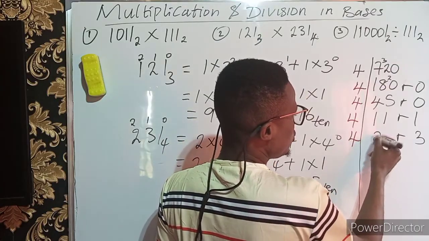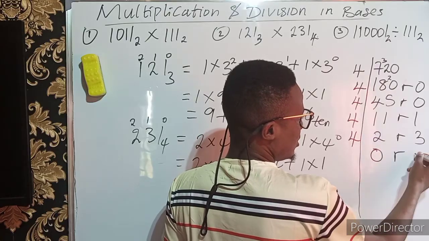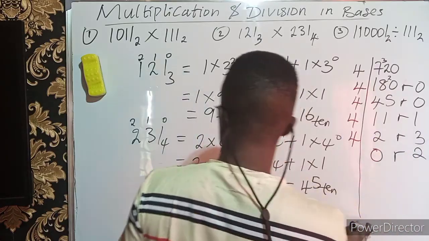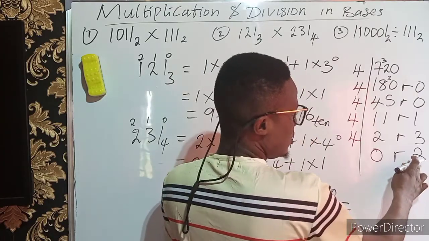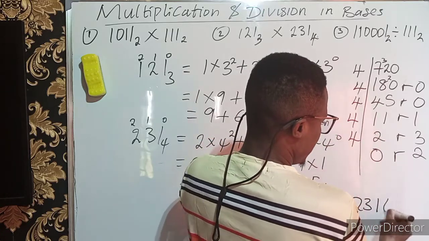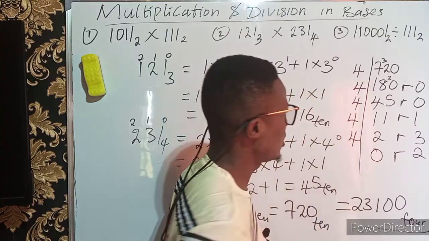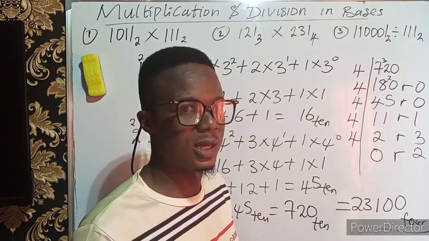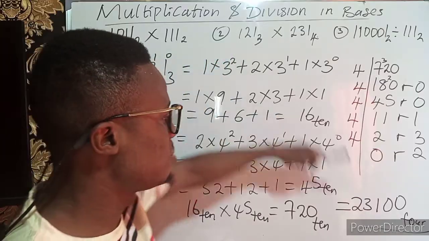If I divide 2 by 4, 2 is now smaller than 4. So I'll call it 0, remainder whatever I'm having here, which is 2. Then your final answer is just starting from below here: 2, 3, 1, 0, 0, base 4. 2, 3, 1, 0, 0, base 4 is now the answer. So I've just kept the answer to this particular question in base 4.